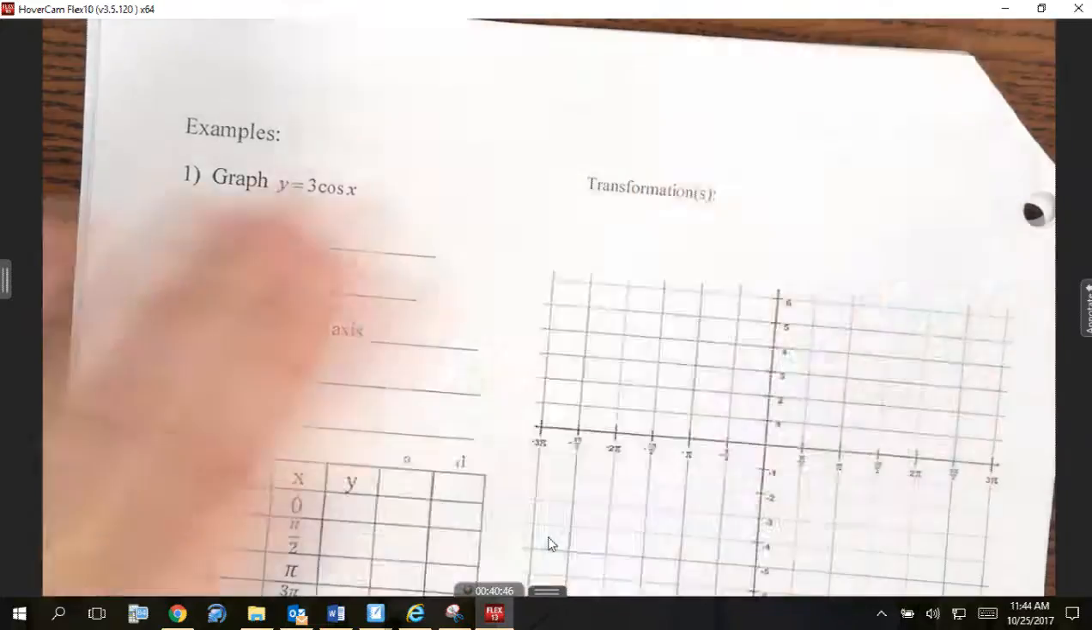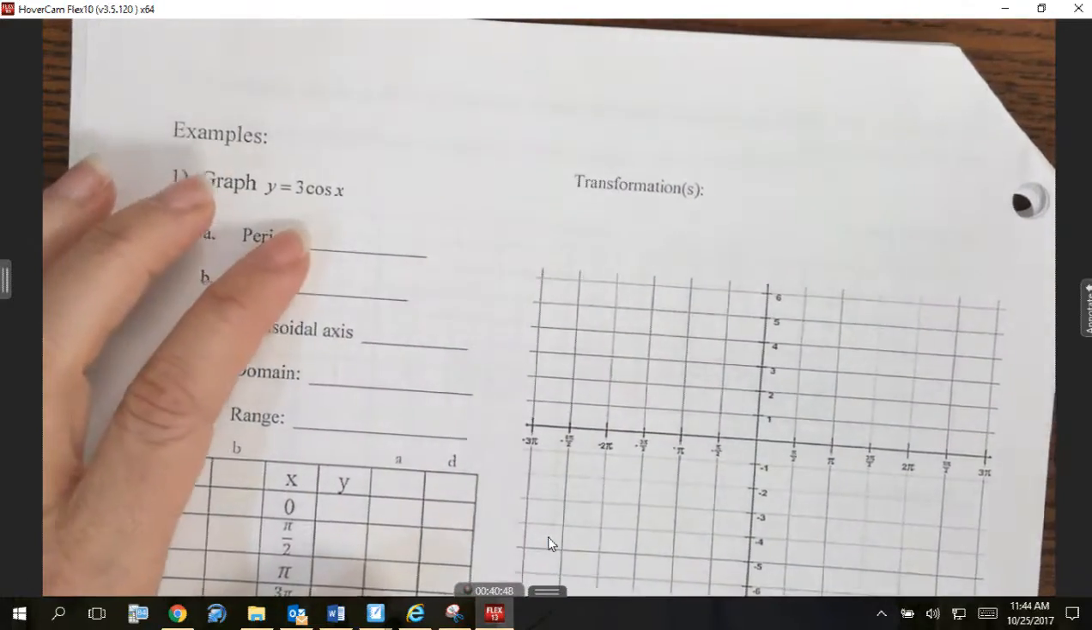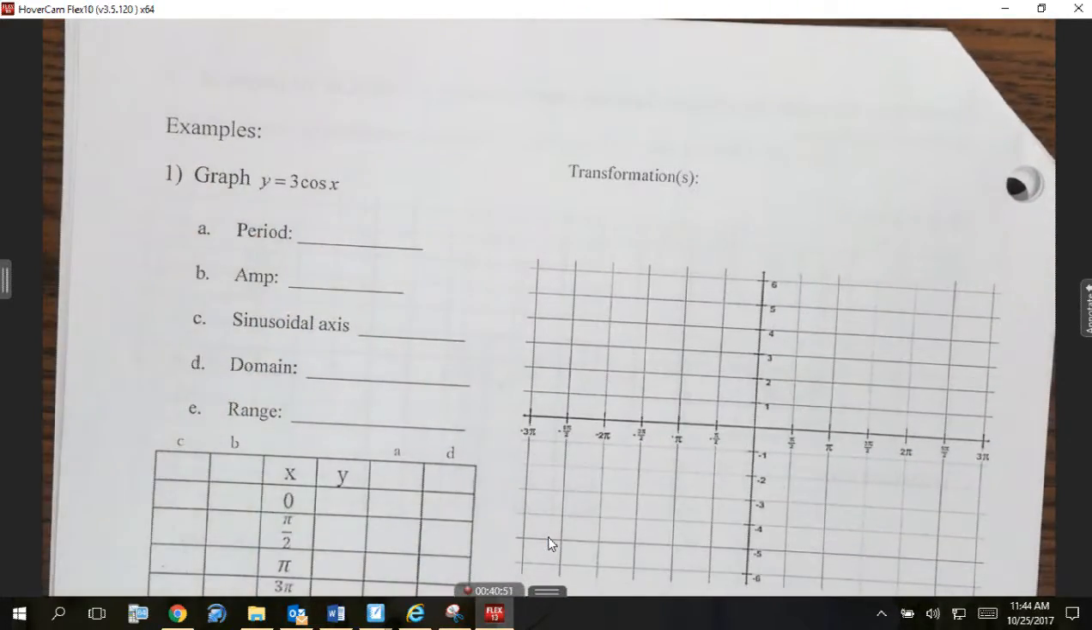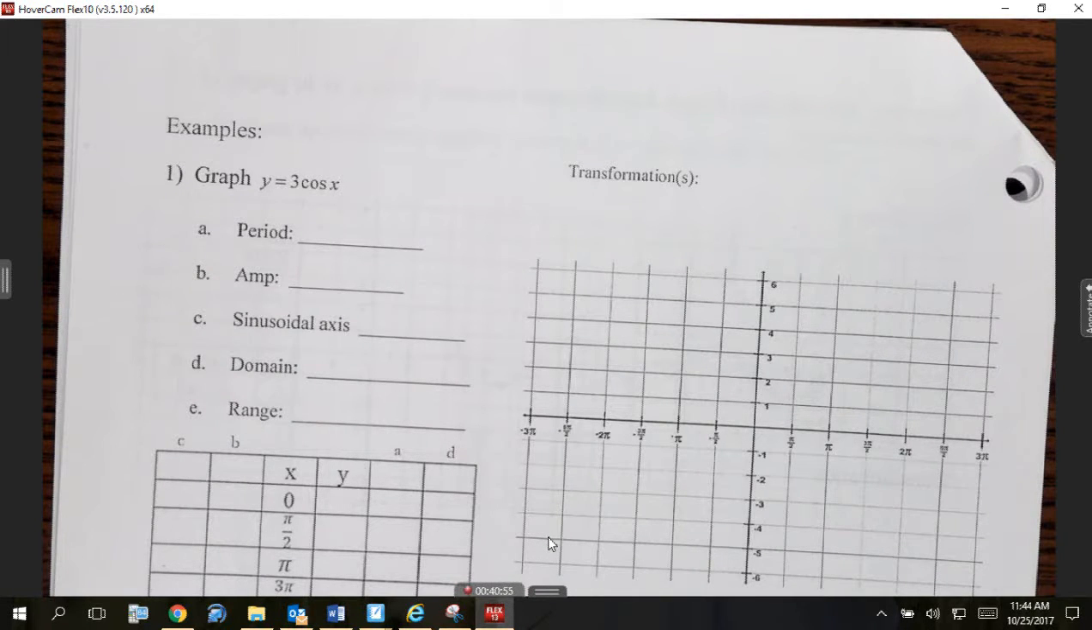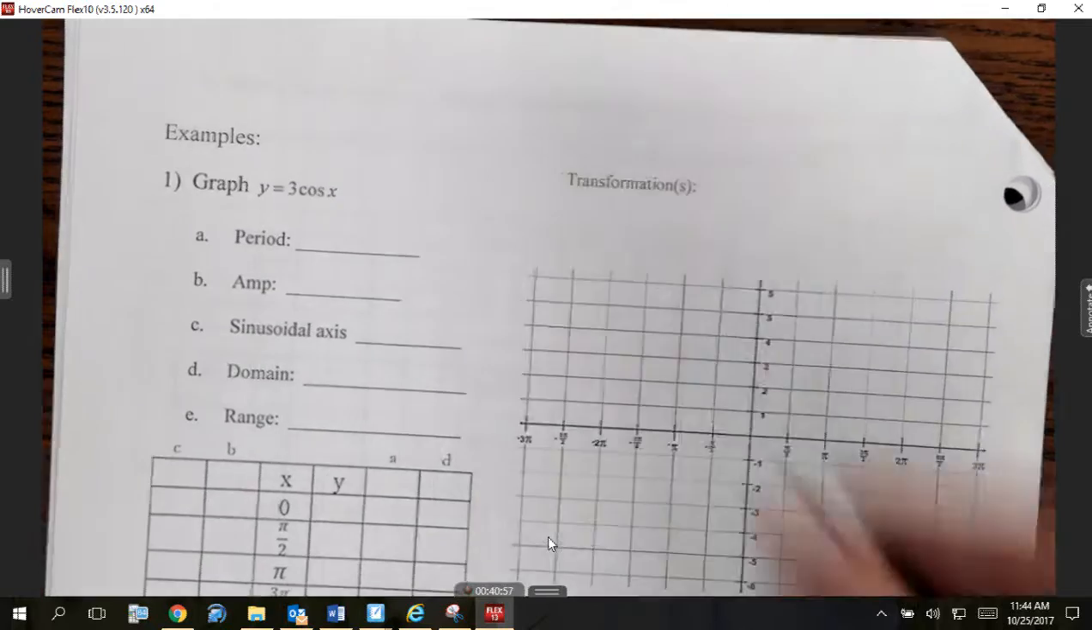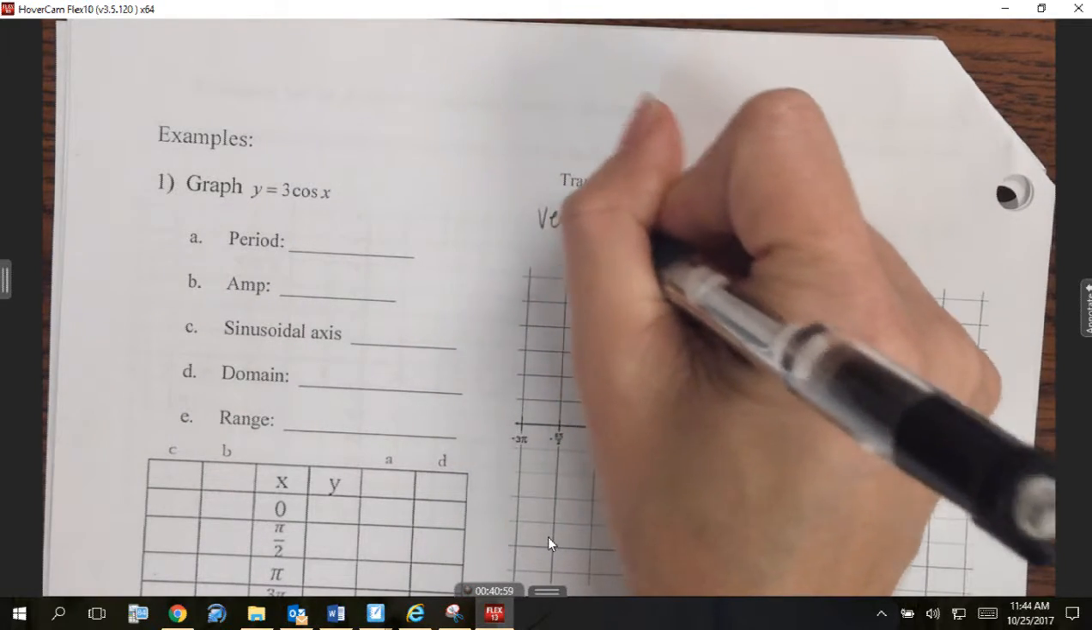We'll just go here. So you guys look at graph y equals 3 cosine x. What does the 3 do to the parent function? Vertical stretch factor of 3.